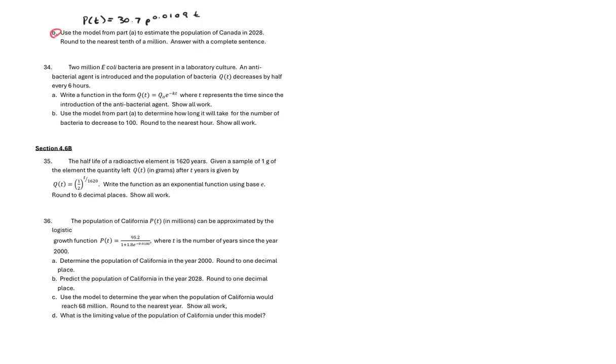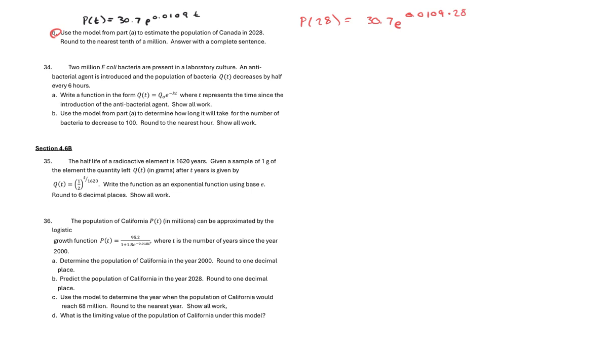Okay, 33, part B. We're going to use the model from part A to estimate the population in 2028. I went ahead and wrote our model right there. So what we need to do is just plug in what year it is. And notice t is years since 2000. So t is going to equal 28. So what we're trying to find is P of 28, which is going to be equal to 30.7 e to the 0.0109 times 28.